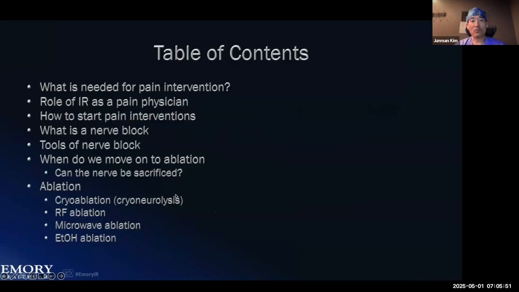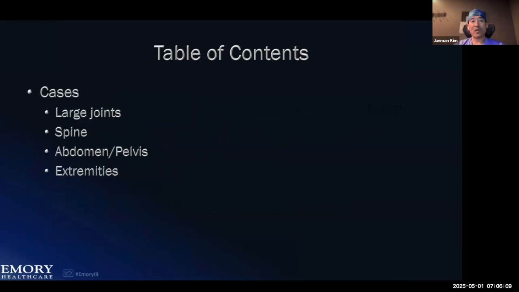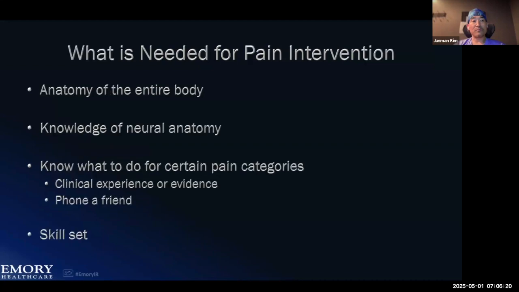No relevant disclosure. So we're going to talk about what is needed and what's our IR role as a pain physician, how to start these procedures, what is nerve block, tools of the nerve block, and when we can move on to ablation, and some different types of ablations. And I'll show you some cases, large joints, including shoulder, hip, knees, and some spine interventions, interventions of abdomen and pelvis, and extremities.